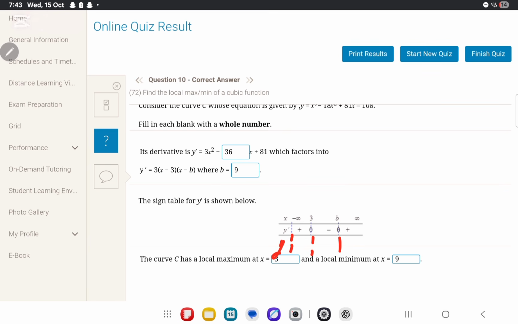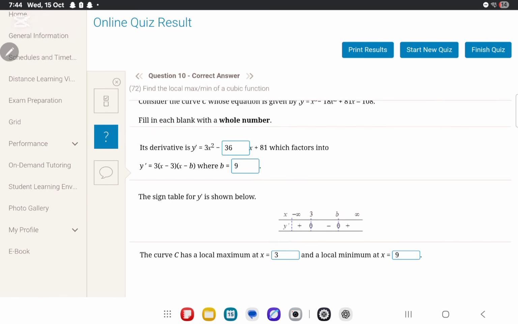Okay, so here it's increasing, right? Then it started decreasing, then it's increasing. Okay, so b is what we found it to be, 9, right? So now that we know this, okay, this is what we have given to us, right? So at x equals 3, graph it, it looks like this. Okay, so at 3 is here and 9 is here, right? 3 is a maximum and 9 is a minimum. Done. That's it. That's a very, very easy concept.